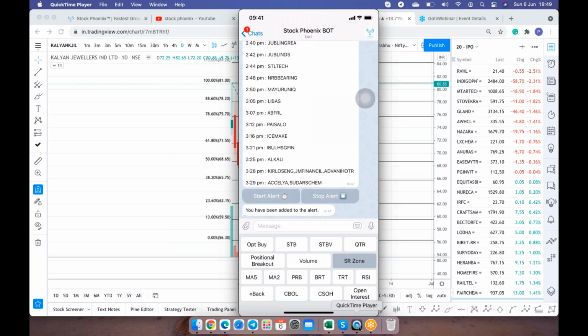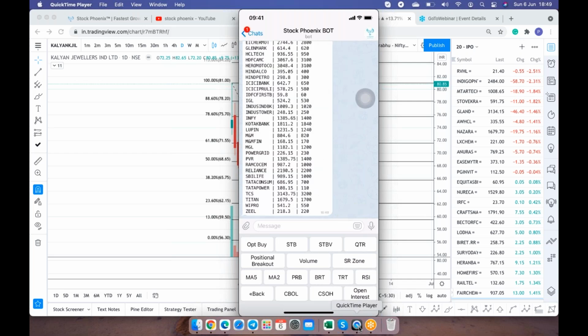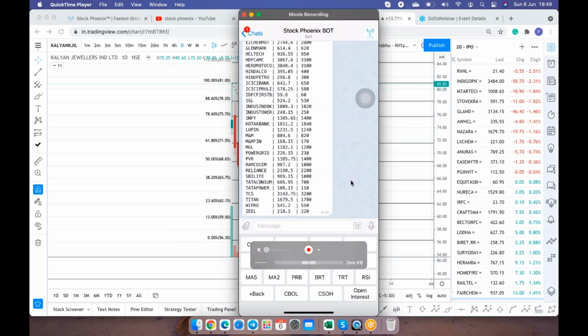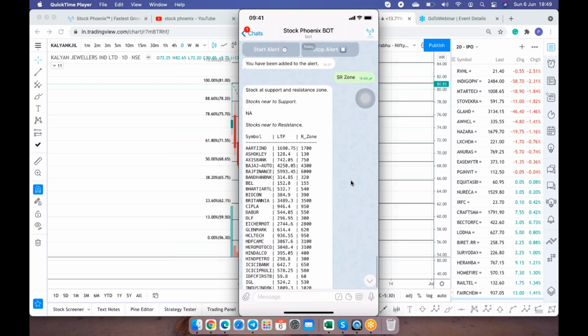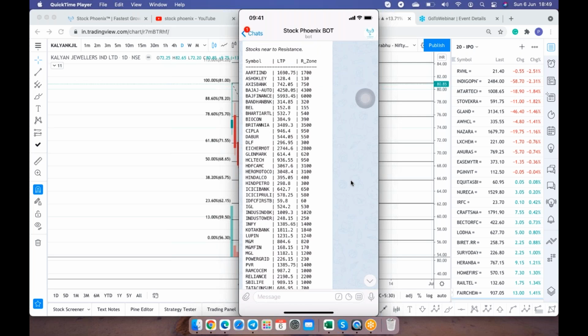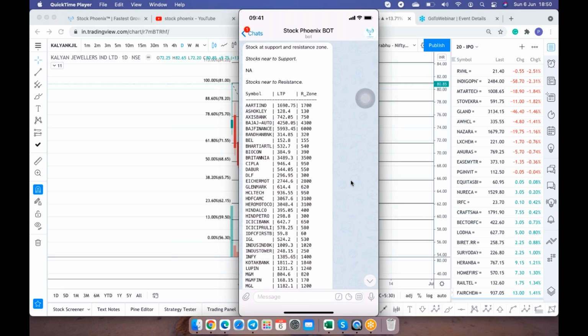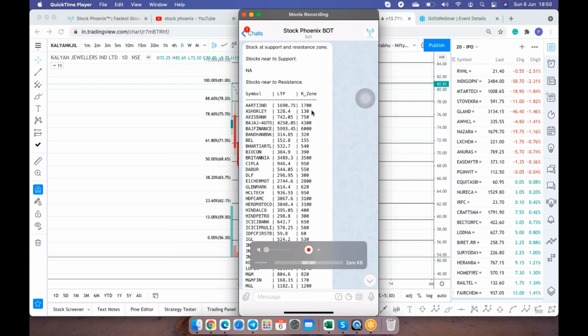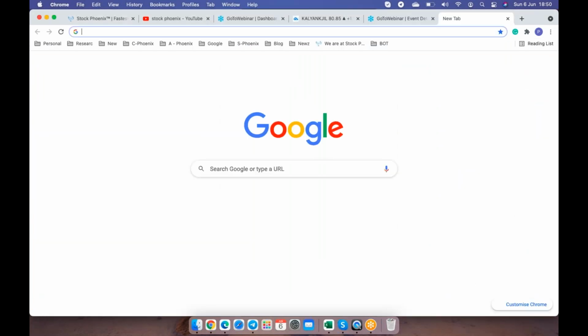Next is SR zone. It basically tells you, with the help of the option chain, which stock has a resistance zone close by to the market. Almost all these stocks, see this many stocks are running at the resistance zone. For example, Ashok Leyland is trading at 124. It says there's an alert of high resistance at 130. You can go back and check the option chain. There will be a huge amount of call writing happening at this particular price. If you want to check, we can quickly check at this point of time.